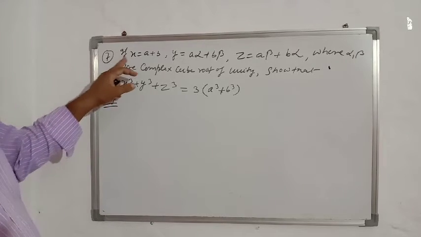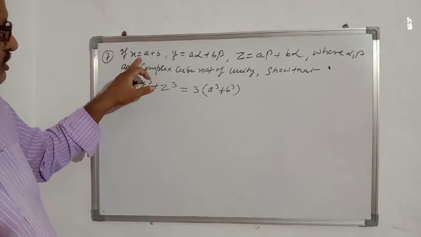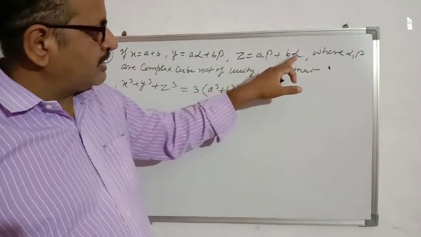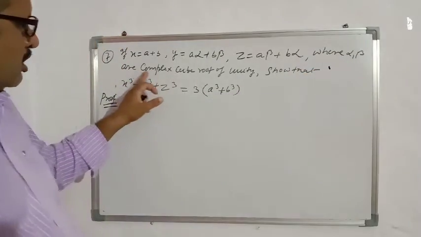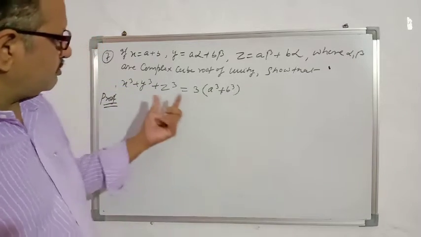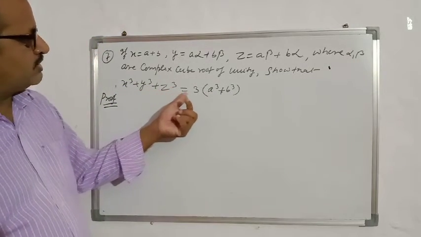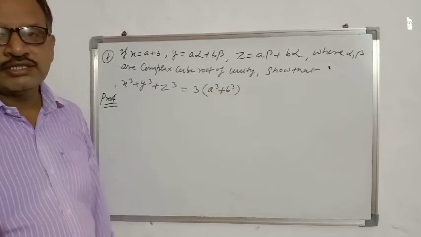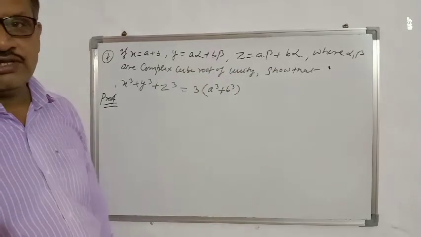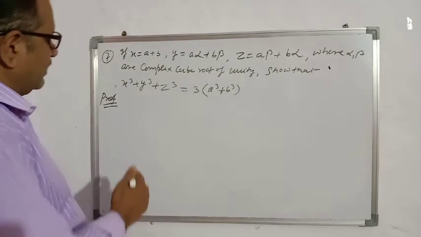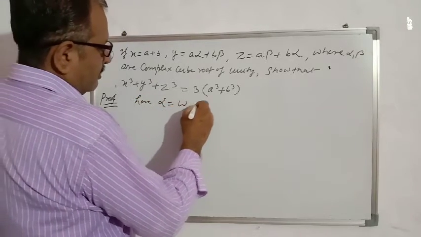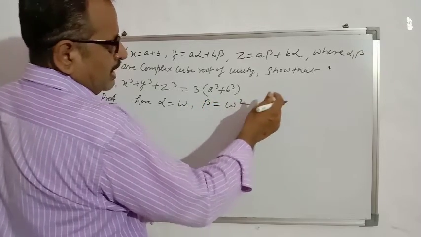See question number 7. If x is equal to a plus b, y is equal to a alpha plus b beta, z is equal to a beta plus b alpha, where alpha, beta are complex cube roots of unity, meaning alpha is omega, beta is omega square. Then we have to show that x cube plus y cube plus z cube is equal to 3(a cube plus b cube). So alpha is equal to omega, beta is equal to omega square.